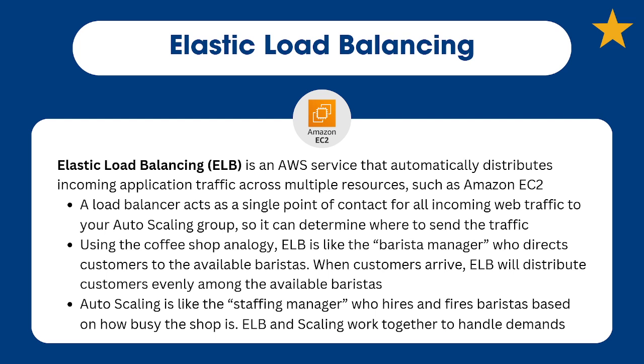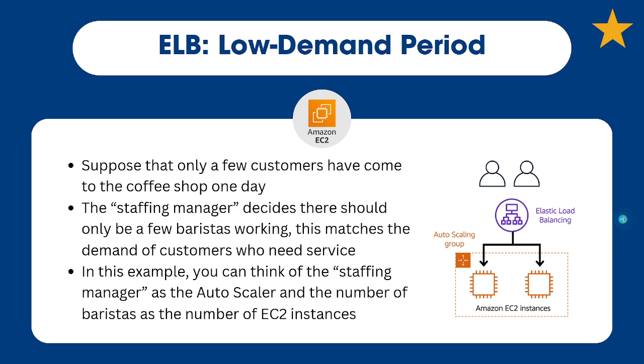So barista manager: how much work you're going to do. Staffing manager: how many workers should we have. ELB is the barista manager. It's going to be deciding how much work each of the instances is doing. Auto scaling is going to determine how many instances we're supposed to have. Together, they work to handle those changes in demand.